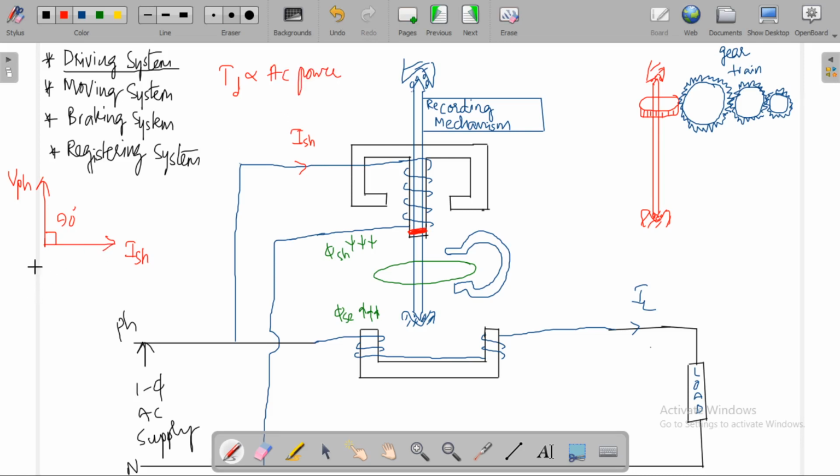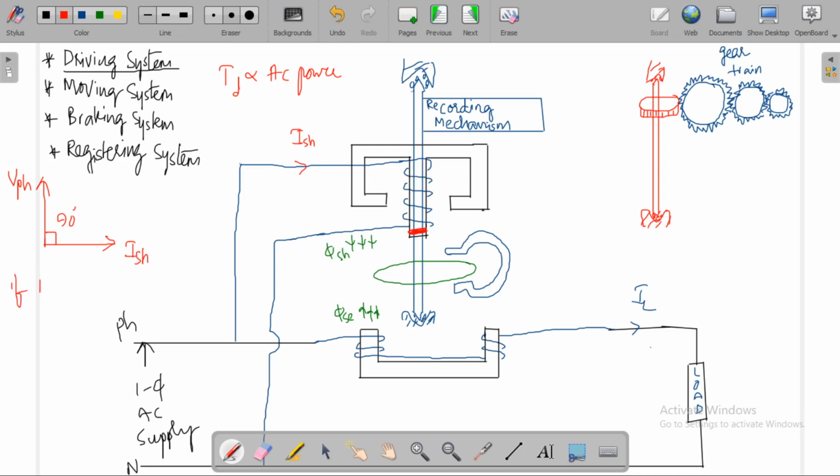When current lags voltage by an angle 90 degrees, the pressure coil must be purely inductive in nature. If it is purely inductive in nature, then only ISH lags V phase by an angle 90 degrees. Anyhow, strictly speaking, this is not purely inductive in nature.